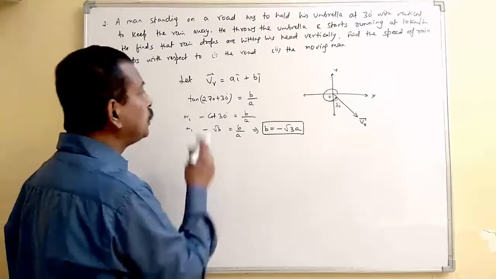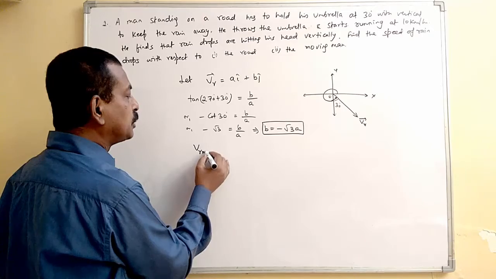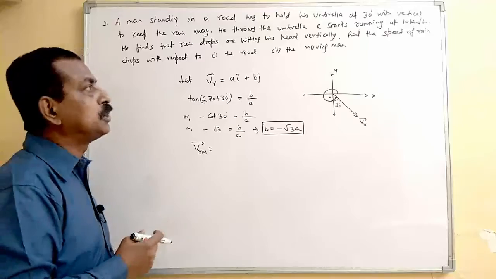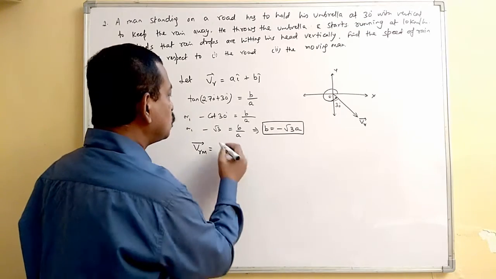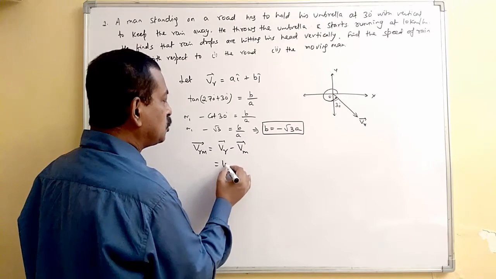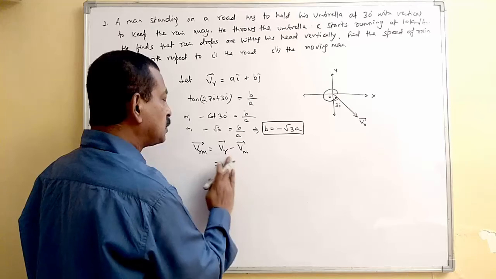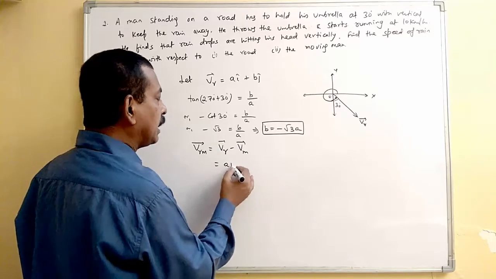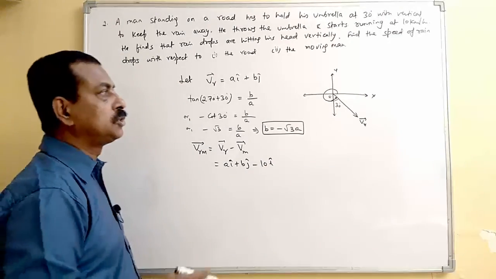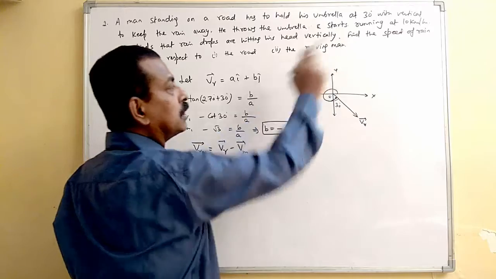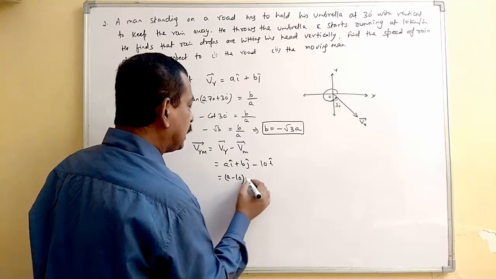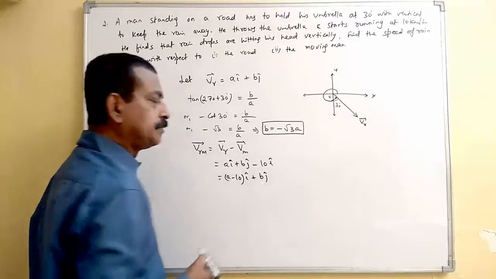Now, consider the velocity of rain with respect to the man when he is running. He is running at a speed of 10 km per hour. So in that case, velocity of rain minus velocity of man, which is A i plus B j minus 10 i, because the velocity of the man is given as 10 km per hour. So this is (A minus 10) i cap plus B j.